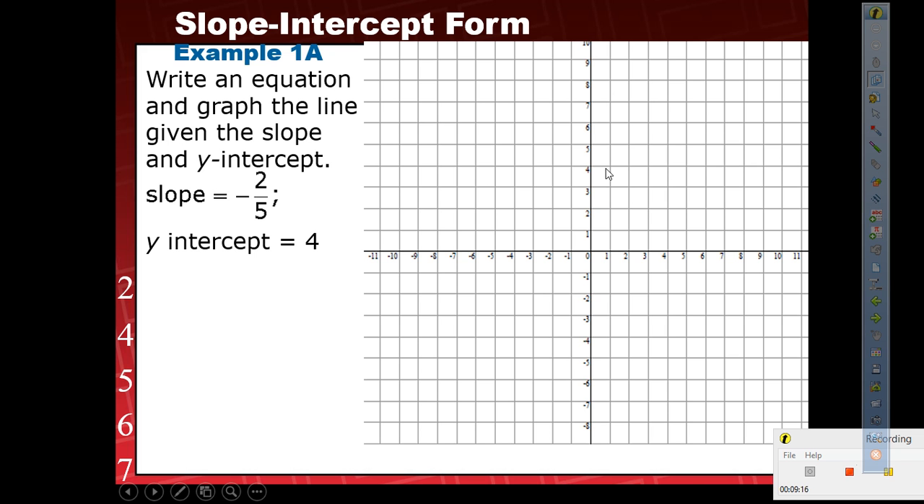Example 1. It says, write an equation and graph the line given the slope and y-intercept. Those are the instructions. Write them down. And here they give us the slope and the y-intercept. Slope is negative 2/5, and the y-intercept is 4.